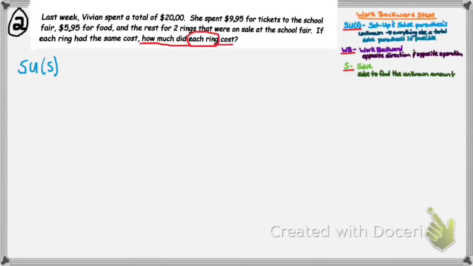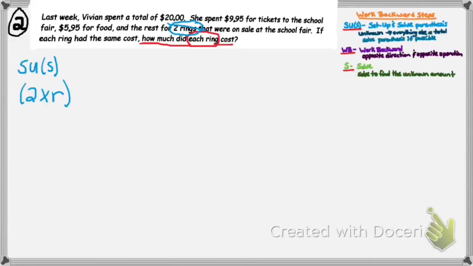Look back at the question and see if it tells you anything else about a ring or rings. Well, she spent $20, $9.95 for tickets to the fair, $5.95 for food, and the rest for 2 rings. Oh, it tells me right here that she bought 2 rings. So I'm going to say 2 times R, because I don't know how much the rings cost. That's what they want me to find out. It makes sense that R stands for rings. Since I used the rings, I'll cross out the 2 rings.